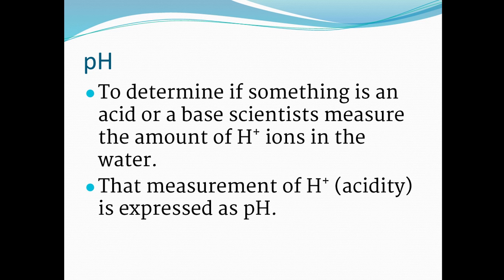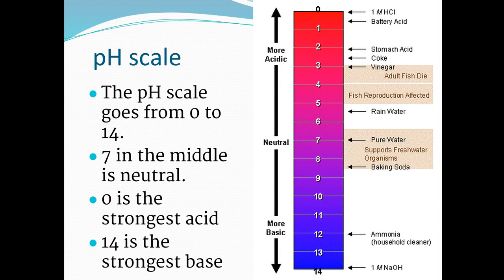pH is a measure of this acid-base relationship. It simply measures the amount of H plus, the hydrogen ions, in the water. That goes into a little bit of a calculation, which we don't need to know, we won't go into right now, but that gives us acidity, and that's expressed as pH. Now there's a scale. pH belongs to a finite scale, and it goes from 0 to 14, 0 being your strongest acid, 14 being your strongest base. Right in the middle, at 7, is neutral.